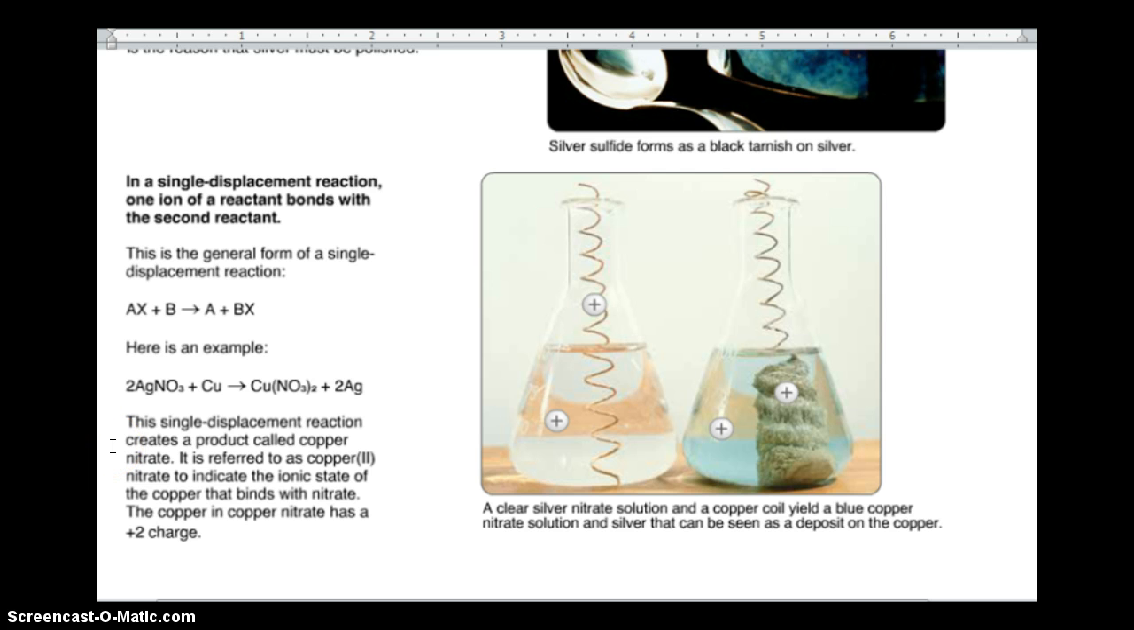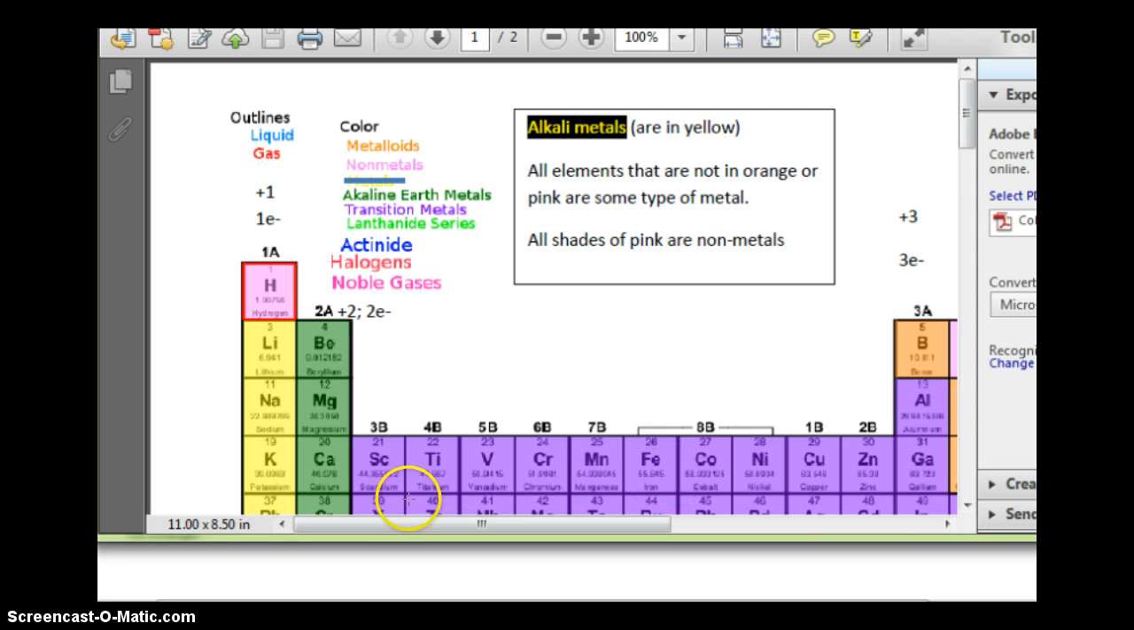It is referred to as copper 2 nitrate to indicate the ionic state of the copper that binds with the nitrate. In other words, they put a 2 here to show you that the copper in copper nitrate had a +2 charge. So we've talked about before that you can look at the periodic table to find the charge of an element after it becomes an ion, after it gains or loses electrons.